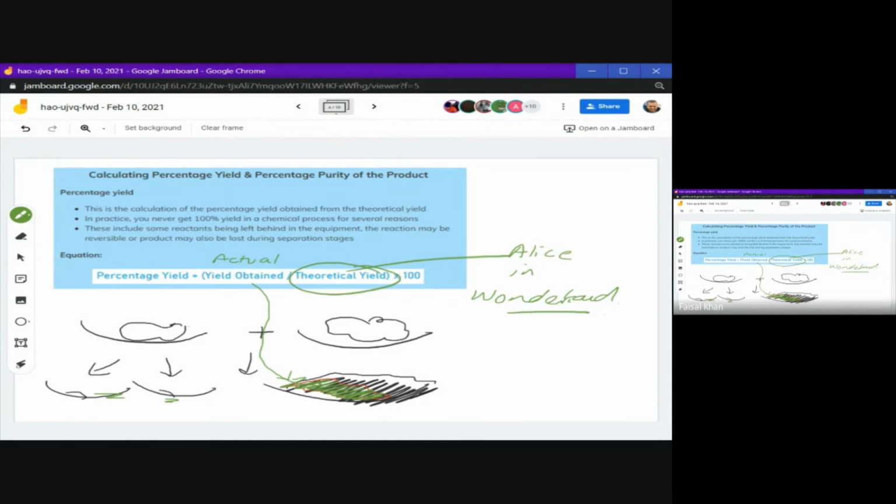Okay, if you have a high percentage yield, that means that you're quite successful. If you got a low percentage yield, that means that you're not a very good chemist, and you need to try and figure out, well, you are a good chemist, but you need to try and figure out a different way of making what it is that you want to make.